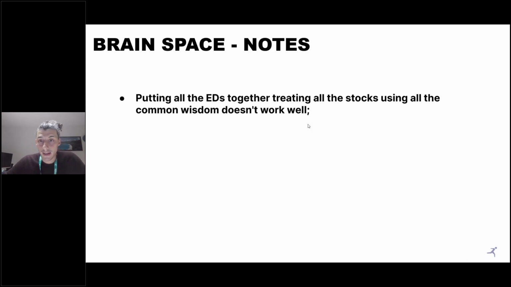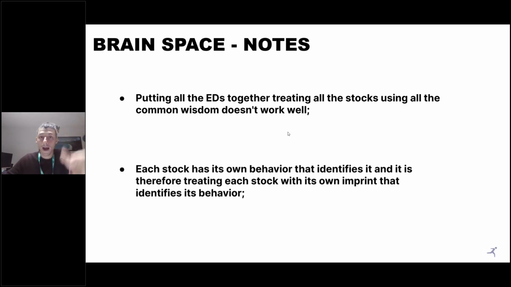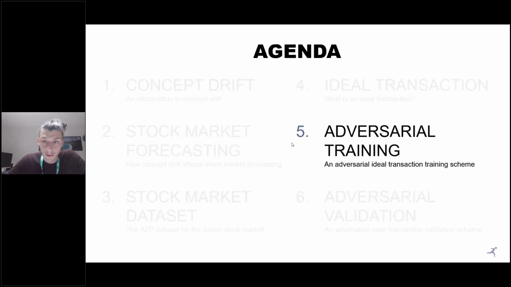Some notes on the exchange details we tested: putting a common wisdom all together is not working well, because each stock has its own behavior, its own traded amount, price, and quantity. So it's better to consider each computed exchange details for each stock that you want to put inside your wallet. That's why we have siloed exchange details, separated between one stock and the other, because the stocks have different behaviors.